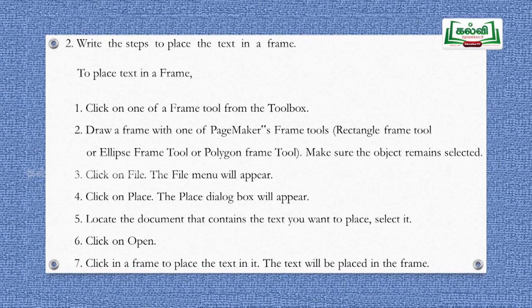Because in the frame tool only you can place the text. So, there are 3 frame tools available: rectangle, ellipse, polygon. Select that, and then you can place the text in that. Click on file, the file menu will appear. Click on place, the place dialog box will appear. Then locate the document that contains the text you want to place. Select it, click on open, and paste that text in that particular frame. The text will be placed in it.